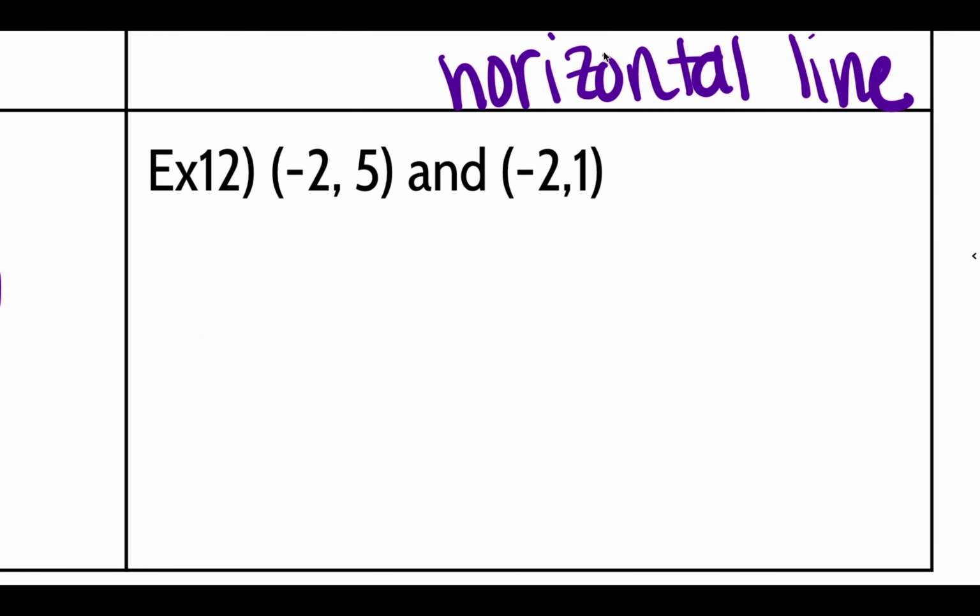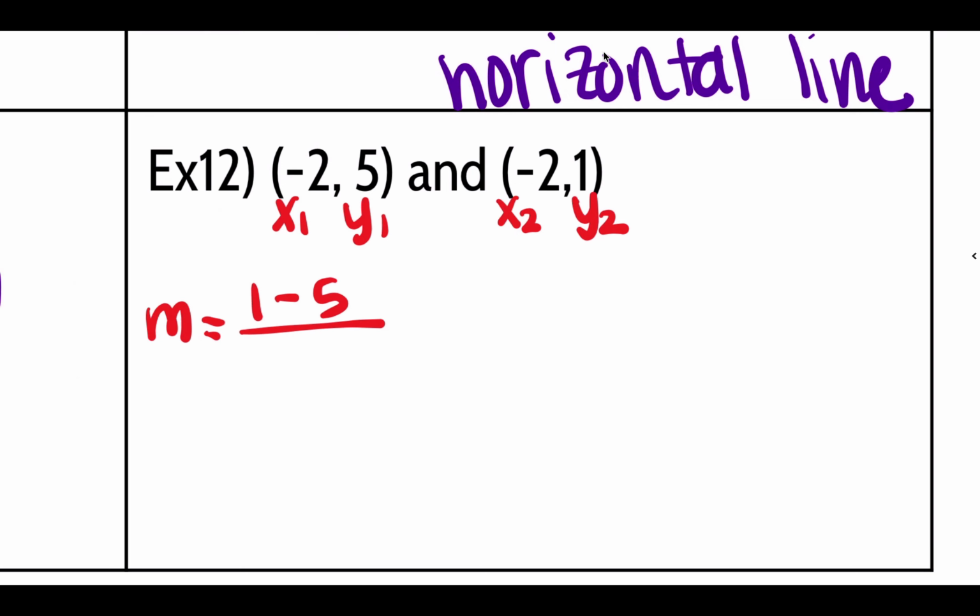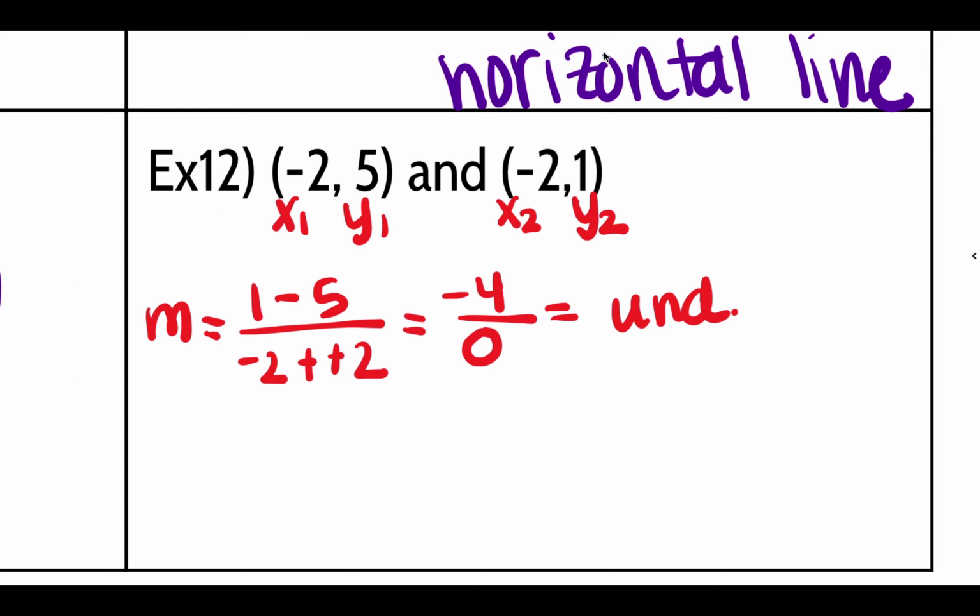Okay, last one for our video. x1, y1, x2, y2. So m, our slope, is equal to 1 minus 5 over negative 2 minus a negative 2. 1 minus 5 is negative 4. On the bottom, these negatives turn into a positive. So we have negative 2 plus 2, which actually ends up being 0. If you put this in your calculator, you get an error, which means this is undefined. This would be a vertical line.